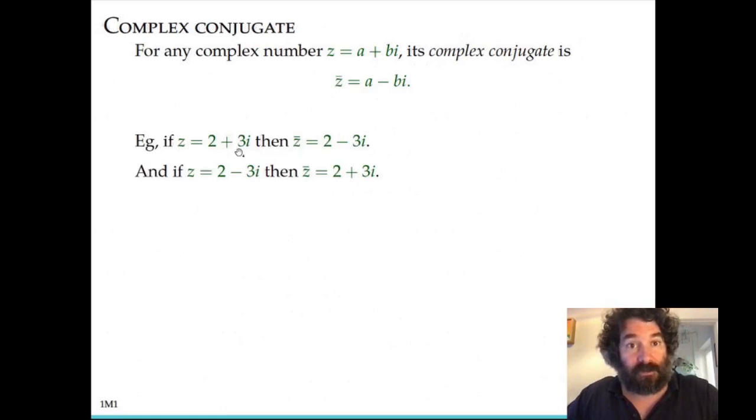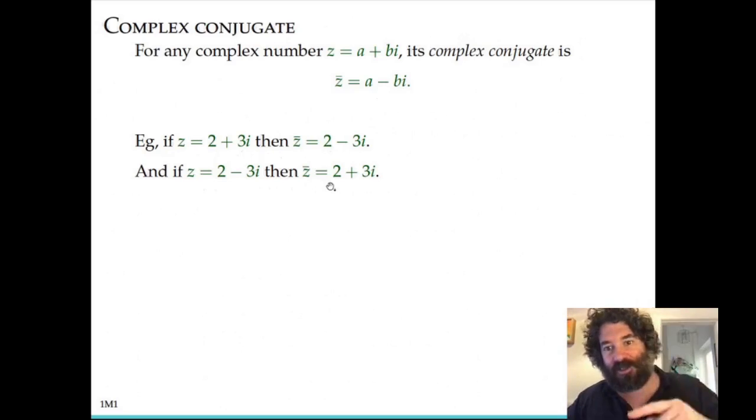All right, so just two very simple examples. If z is 2 plus 3i, then z bar, the complex conjugate, is 2 minus 3i. If z is 2 minus 3i, z bar is 2 plus 3i. So it goes back and forth, of course, because you just multiply the imaginary part by -1. The complex conjugate of the complex conjugate is the same number again.